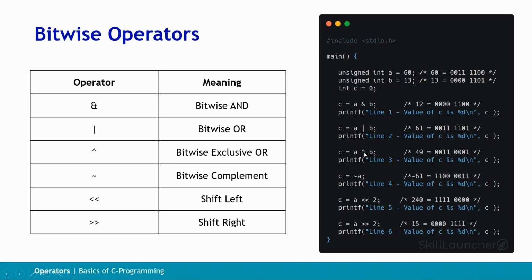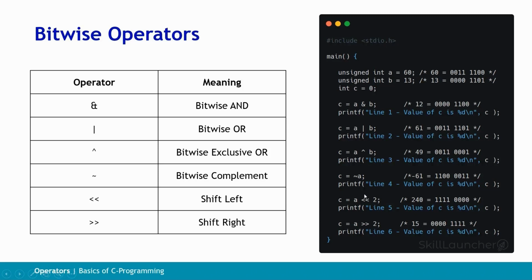Then comes the bitwise XOR. Bitwise XOR operator copies the bit if it is set in one operand but not both. So if both the operands are 0, it will return 0. Both the operands are 1, it will return 0. But if either of them is 1, it will return 1.